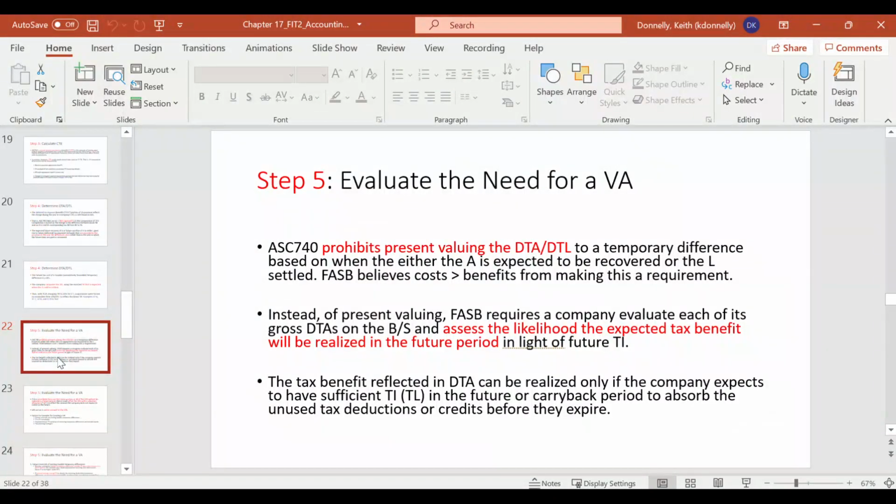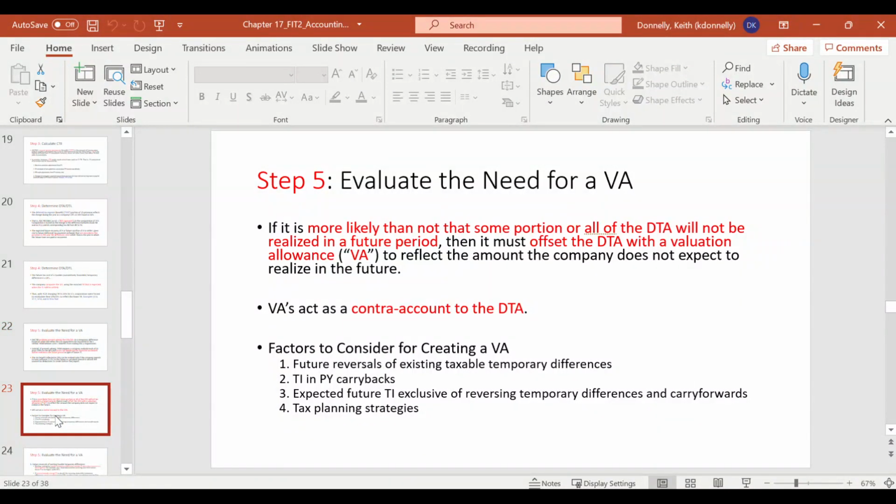Basically, we have this deferred tax asset, a benefit in the future. Are we actually going to be able to use this in the future? We have to assess that amount. In doing this, if it is more likely than not that some portion or all of the DTA will not be realized in a future period, right? We have this deferred tax asset, but we're not going to have appropriate income to utilize it in the future based off what we're looking at. We then need to offset the DTA with a valuation allowance. So it's basically like a contra account.